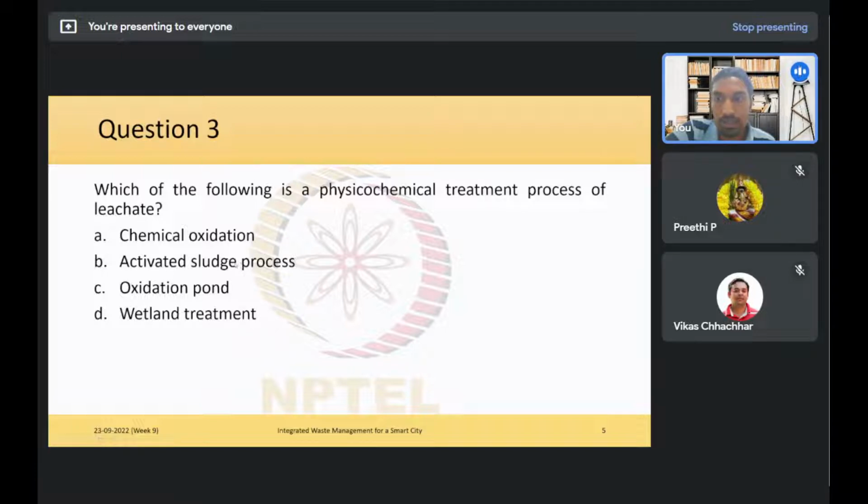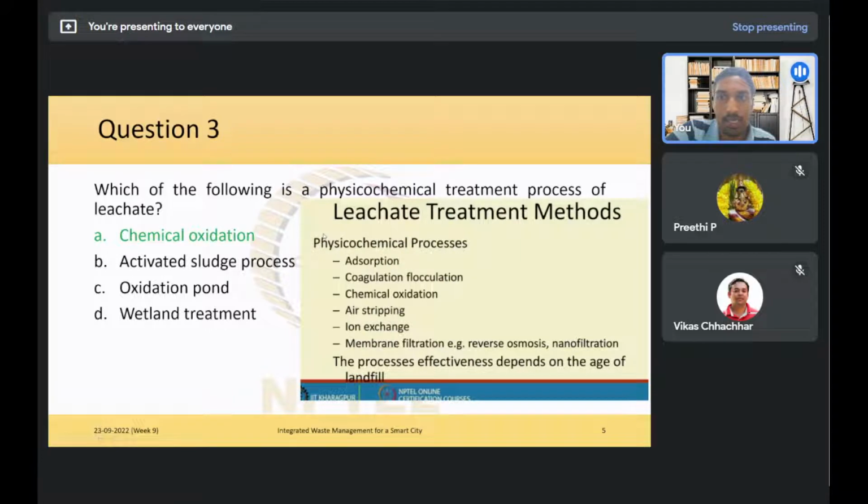So these BCD are biological processes. Which leaves us with option A, chemical oxidation, which is a chemical treatment process, an advanced treatment of oxidation, as opposed to a biological oxidation. In a chemical oxidation, we use chemicals to accelerate the oxidation process. Therefore, option A is a physical chemical treatment process.